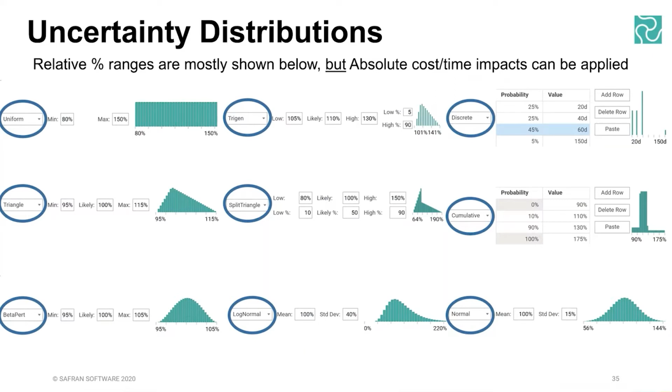In terms of the distributions that we have inside the tool, we have 9. Most of which you'll probably find most of your use cases in the left hand side there. You've got kind of the uniform, triangle, and beta pert. You'll probably find 80–90% of all your risks will easily be accommodated under those 3 shapes. We do have others, as you can see.